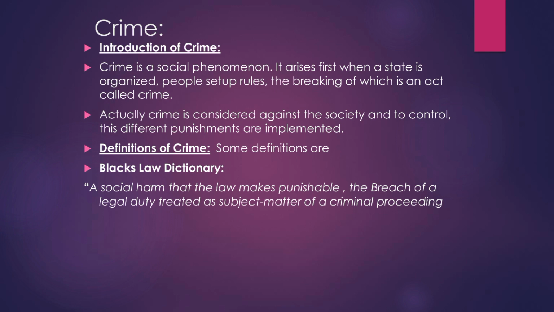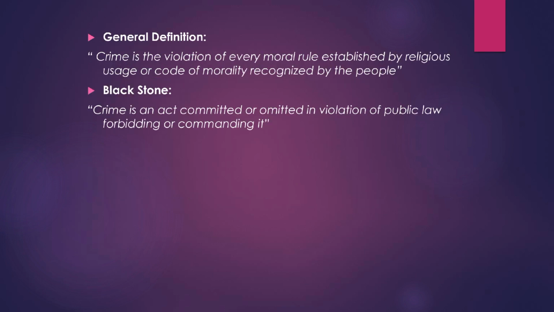Definitions of crime. Some definitions are: Black's Law Dictionary: a social harm that the law makes punishable, the breach of a legal duty treated as subject matter of a criminal proceeding. General definition: crime is the violation of every moral rule established by religious usage or code of morality recognized by the people. Blackstone: crime is an act committed or omitted in violation of public law forbidding or commanding it.